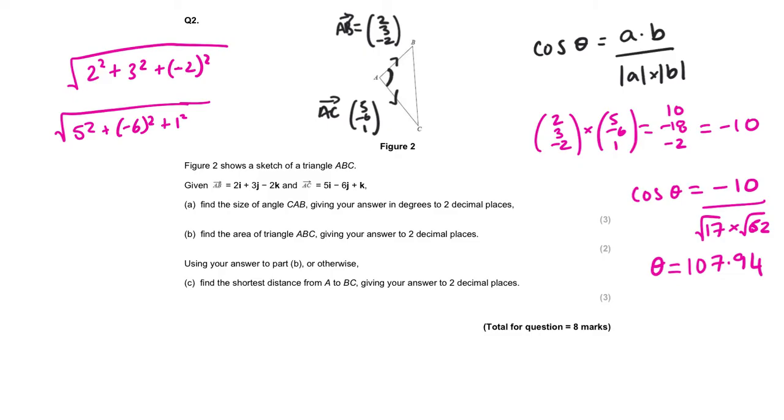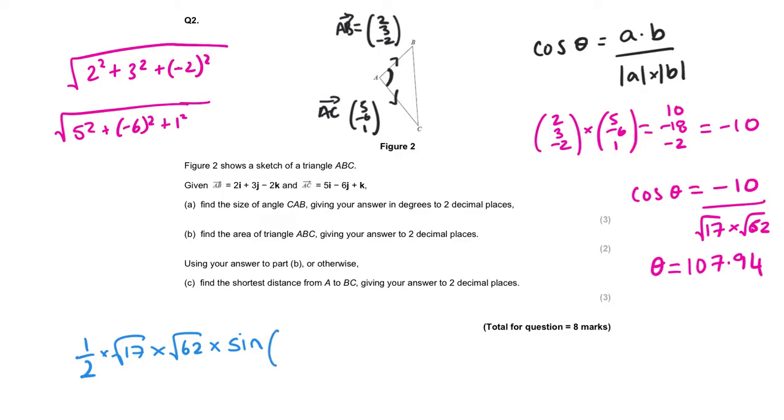Okay, it then says, using your answer to part B or otherwise, find the shortest distance from A to BC, giving your answers to 2 decimal places. So we need to do part B first. Oh, we didn't do part B. Sorry, that was part A, done. Part B, find the area of the triangle. Okay, a half AB, so that's root 17 times root 62, times sine C.